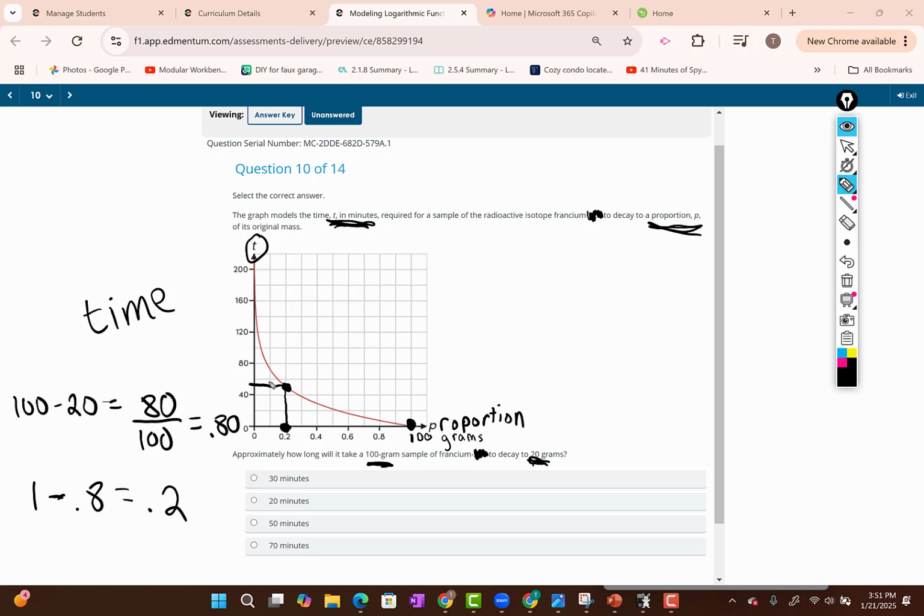50 seems to make the most sense. 30 makes no sense. That would be underneath 40. 20 makes no sense. 70, it'd be between 50 and 70, but that clearly looks like 50 because they're counting by 20s. So I know right in between the 60s, yeah, so 50 makes sense. 50 is the answer.